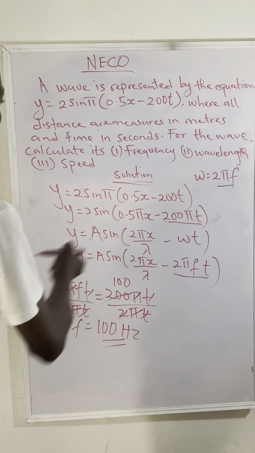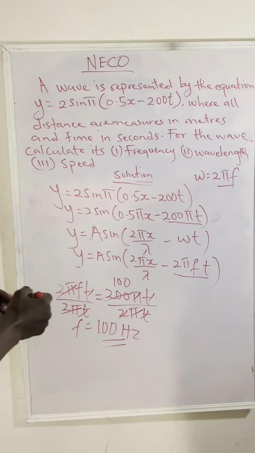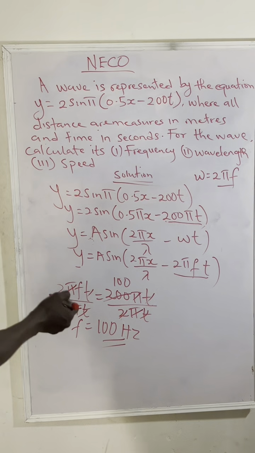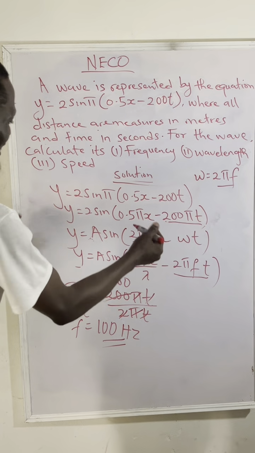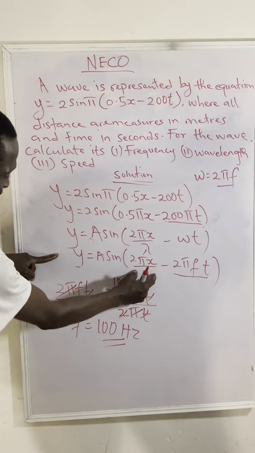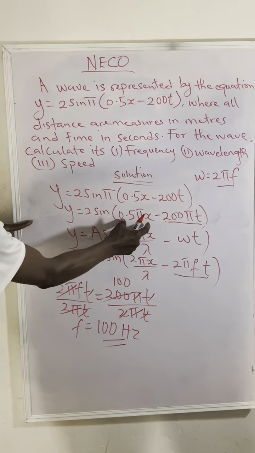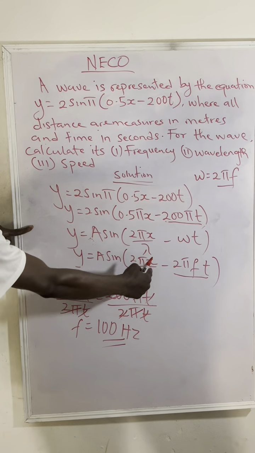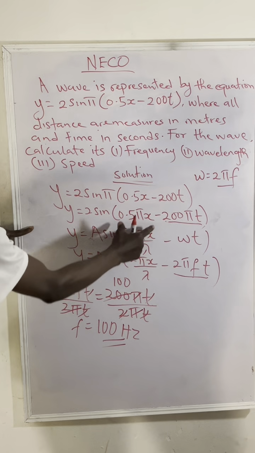The next thing the question asks us to find is the wavelength. If you look at the general equation again, you see the side that has the wavelength. Can you see this x? It means that this side must be equal to this side.